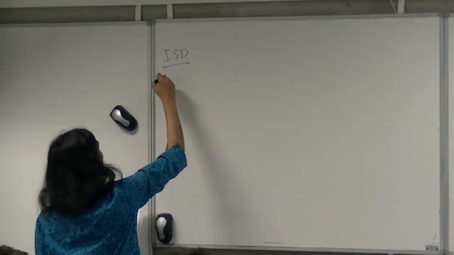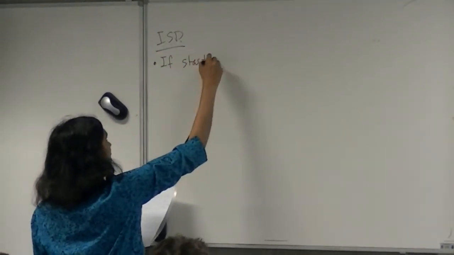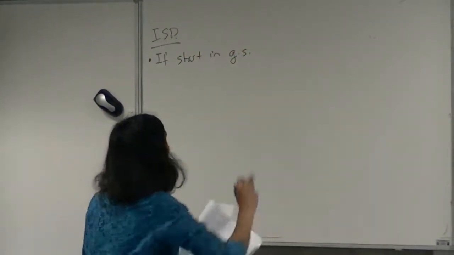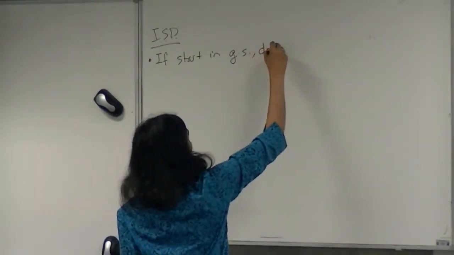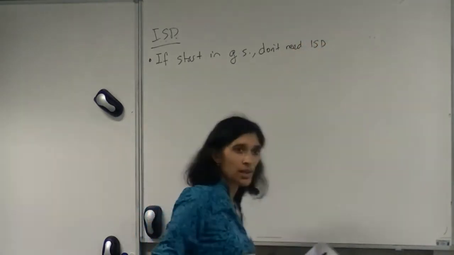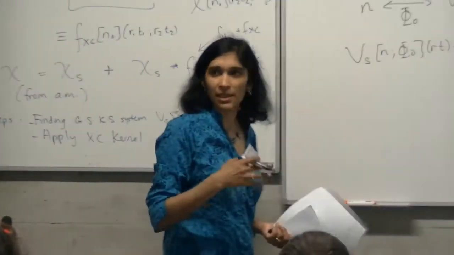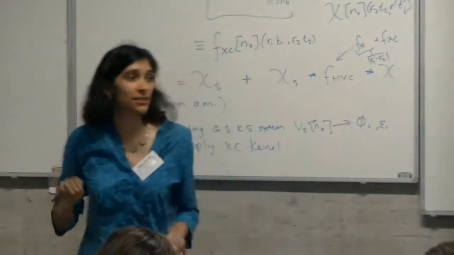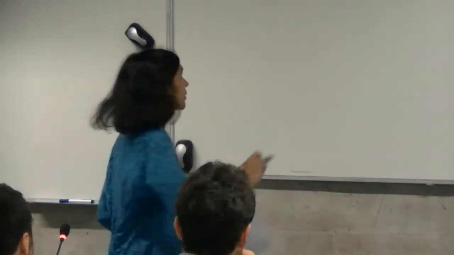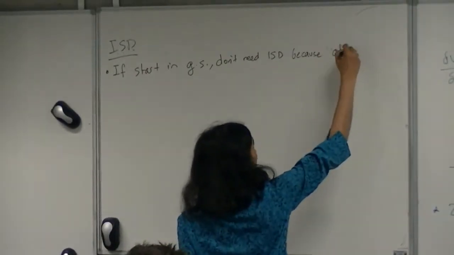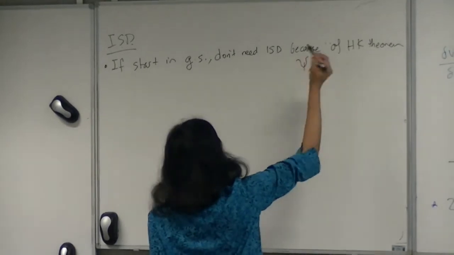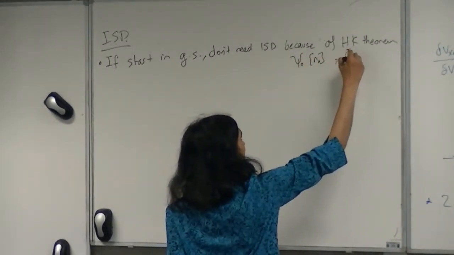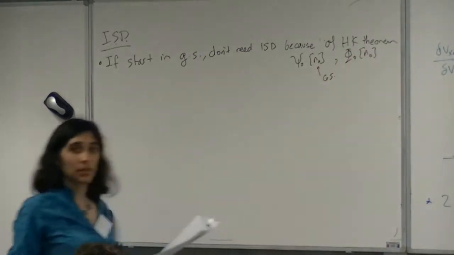So, initial state dependence. I mentioned briefly, but I realize I didn't explain it. If you start in the ground state, as the question was, in fact, we don't need initial state dependence. Why is that? I answered your question saying you don't need it, but I didn't explain why. Well, if you're given the density, you can automatically get what your initial state was. Yeah, your ground state, exactly, good. Because of the Hohenberg-Kohn theorem, everything, including the wave function, is a functional of the ground state density. So we don't need that.